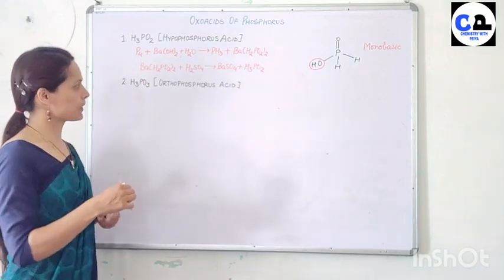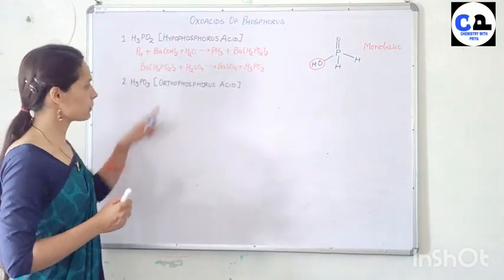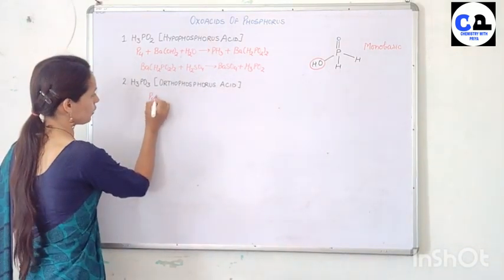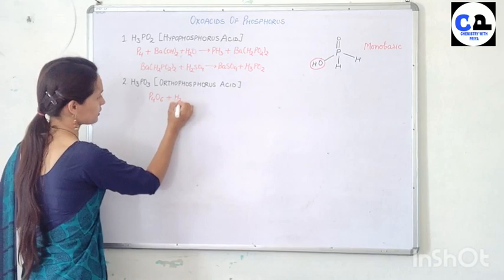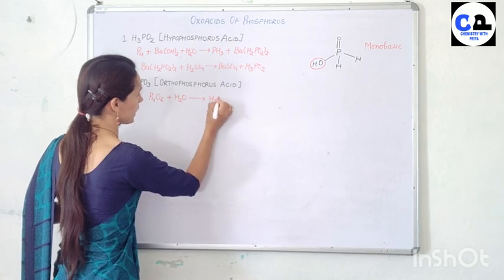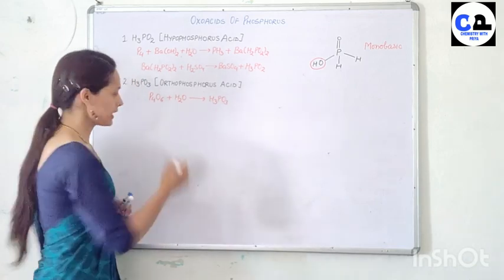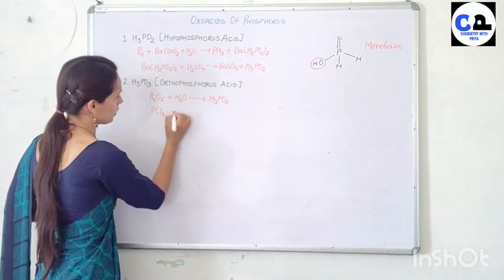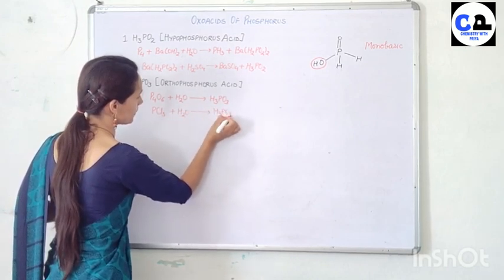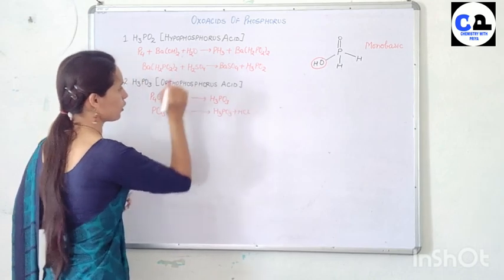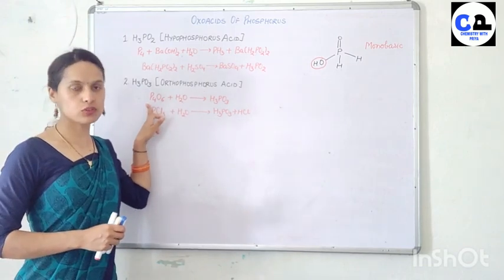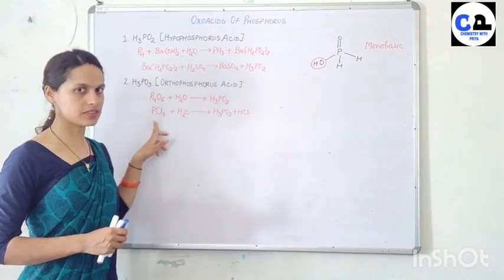Now, we can prepare orthophosphorus acid by 2 methods. First, by hydrolysis of P4O6. This we have studied in our previous video, that P4O6 on hydrolysis gives H3PO3. And second, PCl3 on hydrolysis gives H3PO3 plus HCl. So we can prepare orthophosphorus acid either by the hydrolysis of P4O6 or by the hydrolysis of PCl3.